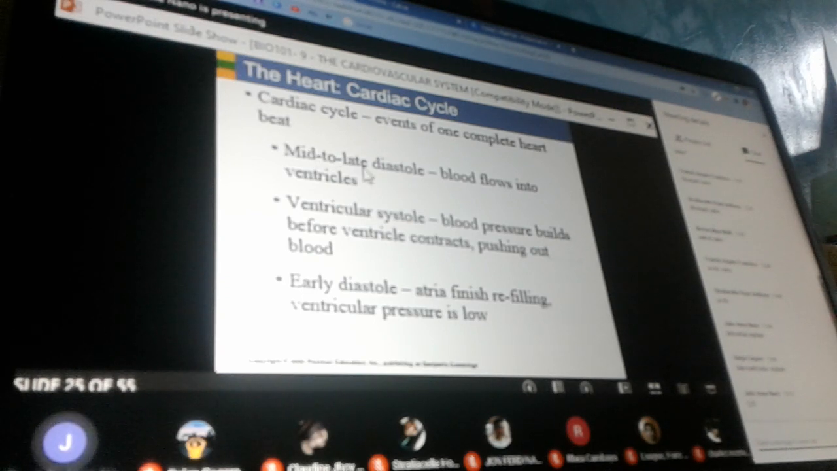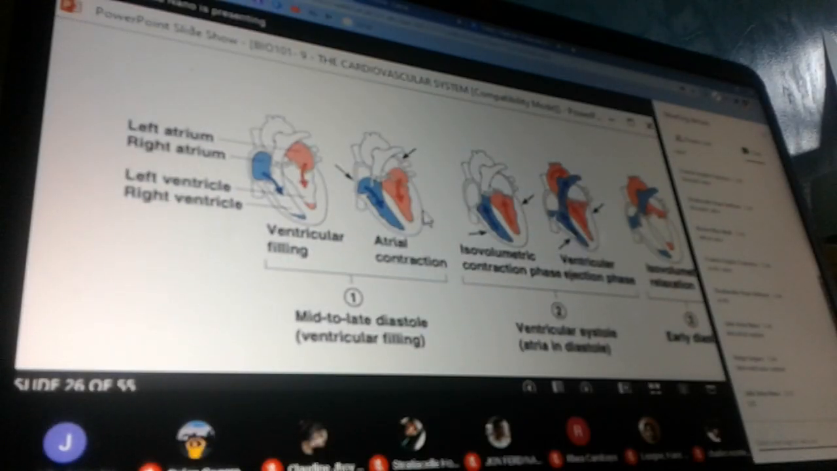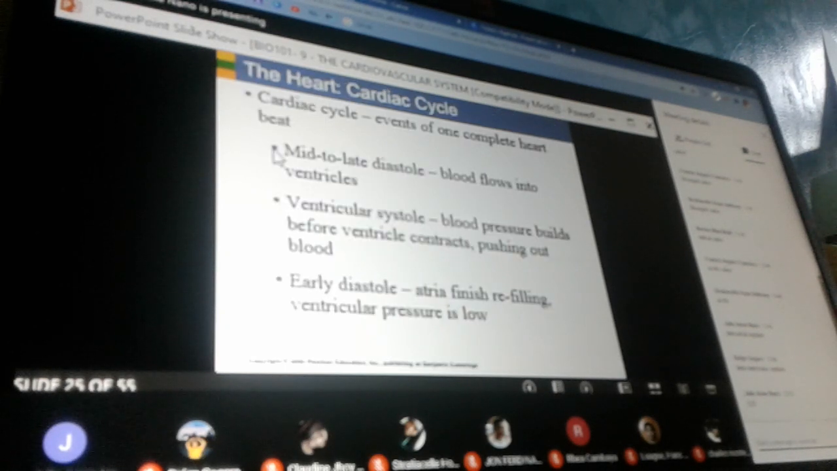During the mid to late diastole, the blood will flow into the ventricle. Okay, so during mid to late diastole, the blood will flow into our ventricle. So the first thing that happens in the cardiac cycle is the mid to late diastole. Then, the next stage of our cardiac cycle is the ventricular systole.